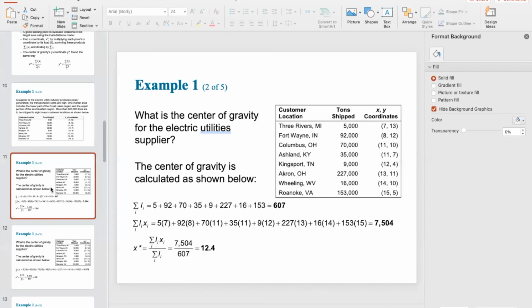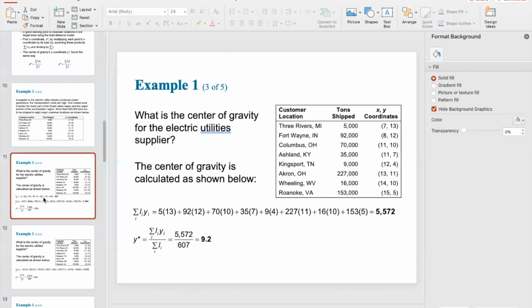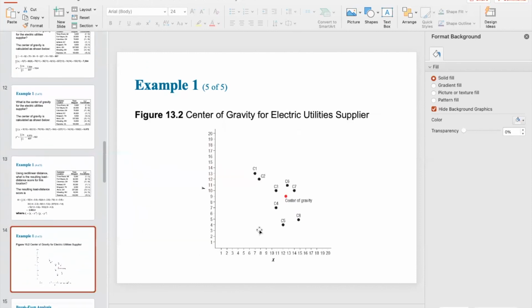So here we see the X star is 12.4 and the Y star is 9.2. Don't forget this X star and Y star represent a specific point within the X and Y coordinates of the plot that I just showed you. When X star is around 12.4 and Y star is around 9.2, the red dot shown here represents the center of gravity. This indicates that, without considering other factors, if we only look at transportation distance, this point can minimize the overall transportation distance while delivering all of the customer orders from 8 different customer locations. So this is the whole process of applying the center of gravity method to find the most appropriate location site that can minimize the transportation distance.